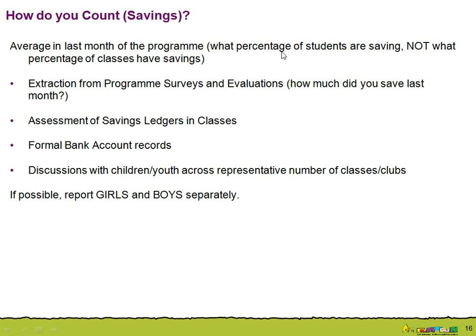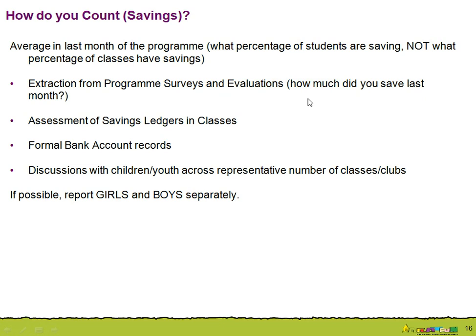That's this right here. You'll also be asked how much they saved. So here you'll take the average saved amount for that final month of the program. The easiest way to do this is through surveys and evaluations of the classes. Again, you'll ask the students, how much did you save in the final month of the program? This will then become the average monthly saving in the final month of the program.